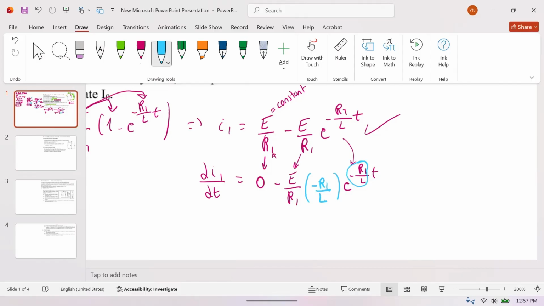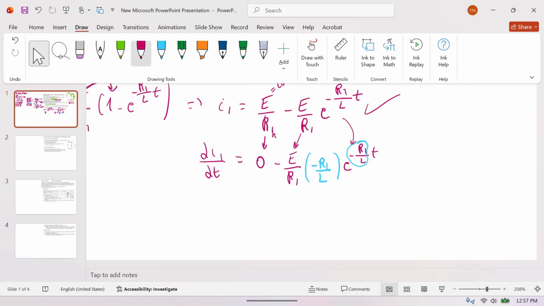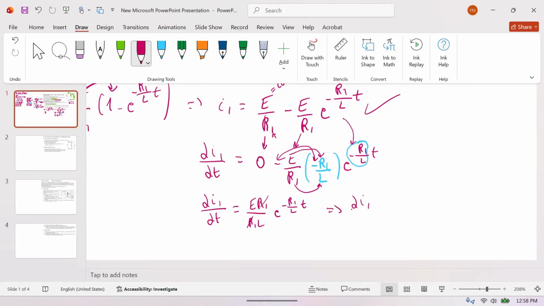Okay? So to make things less complicated, I will remove the parentheses and I will multiply everything. Minus and minus, they will become positive. E times R1 over R1 times L, E to the minus R1 over L T, and R1, we can simplify them. So simply, I got my derivative.